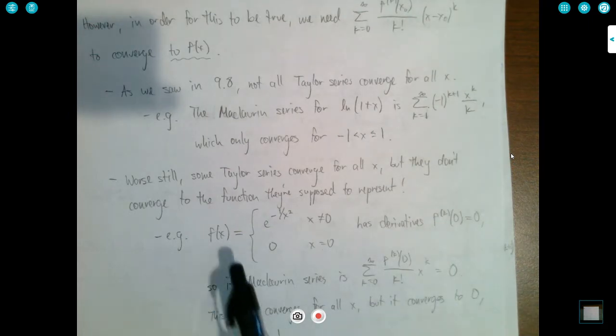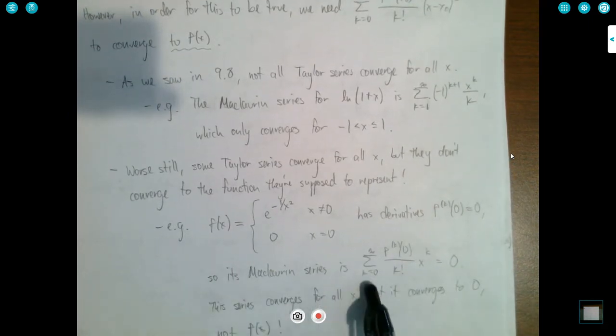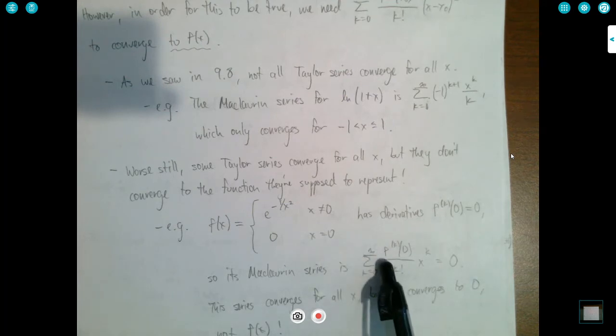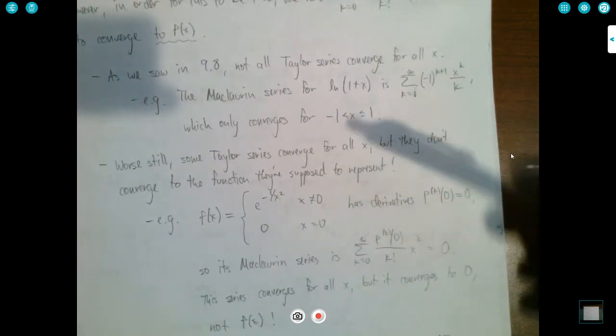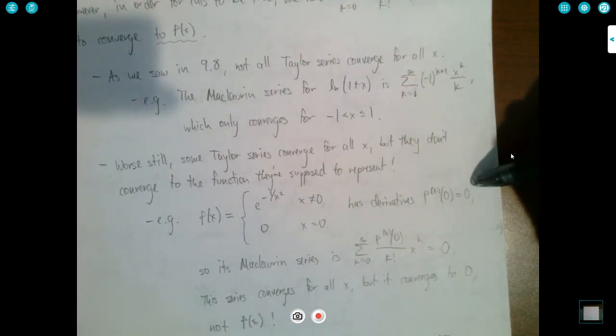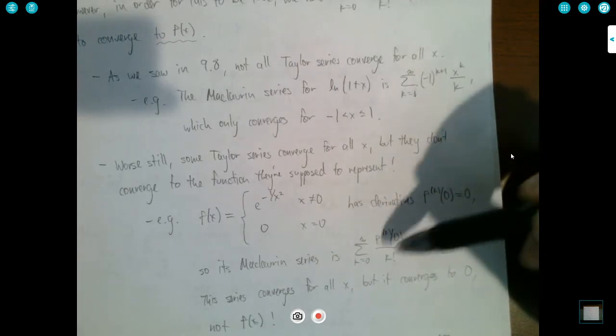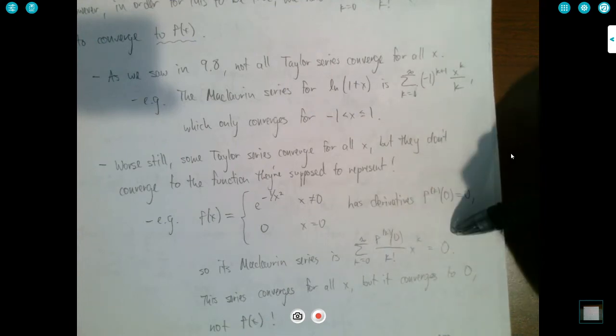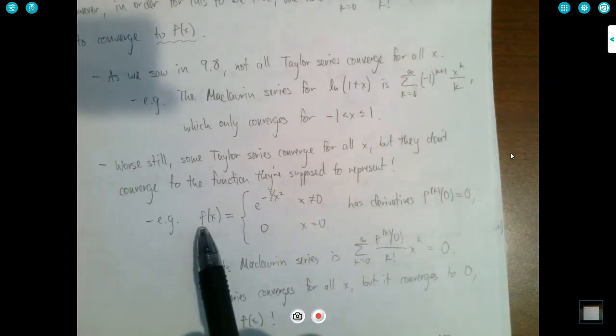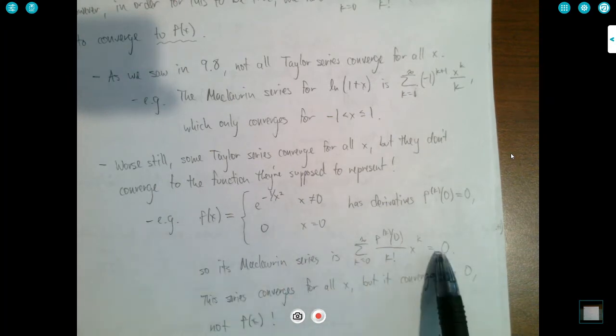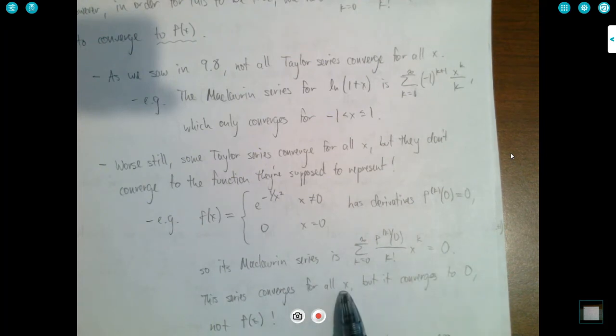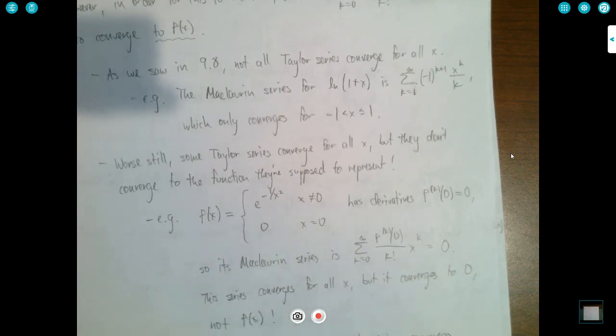So what does that mean? That means the Maclaurin series for this function is going to be the sum from k equals 0 to infinity of the kth derivative of f at 0 divided by k factorial times x to the k. But the kth derivative at 0 is 0 for all k, which means this is just going to be 0 plus 0 plus 0 plus 0. It's just going to be 0. So the Maclaurin series for this function is 0, which obviously converges for any value of x. It converges, but it converges to 0. It doesn't converge to f of x, okay?